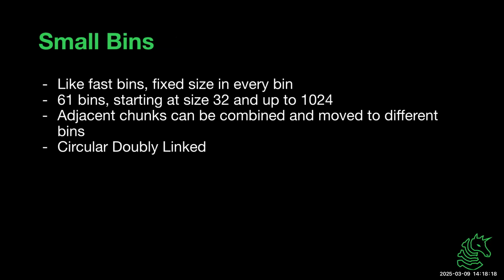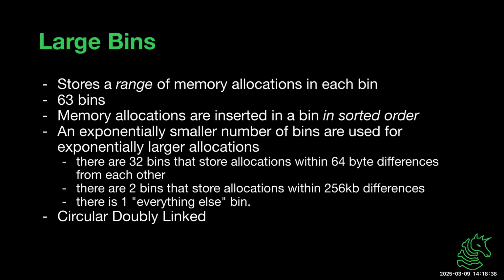Small bins are also fixed-size bins, in that each linked list corresponds to a fixed size chunk. There are 61 bins, and the differences between these and fast bins are, one, they're doubly linked, and two, adjacent chunks will be coalesced and then moved to different bins. And finally, large bins: each linked list stores a range of sizes instead of a fixed size. The linked list is also sorted, and it's circular doubly linked.